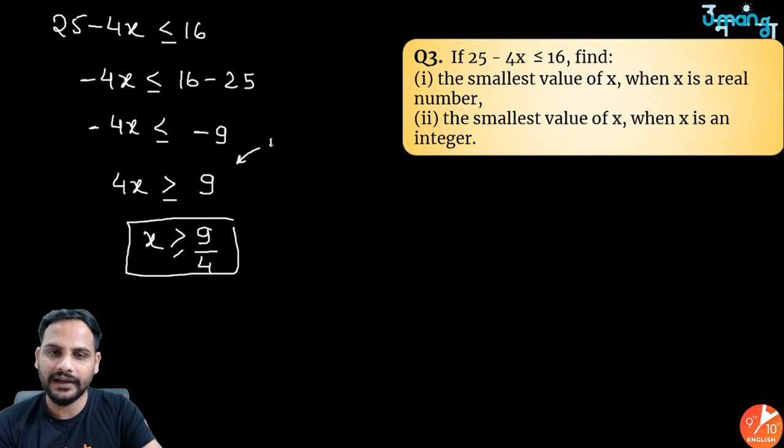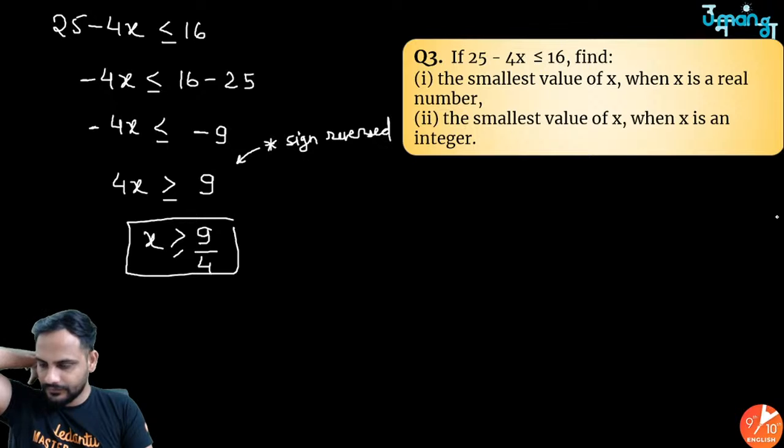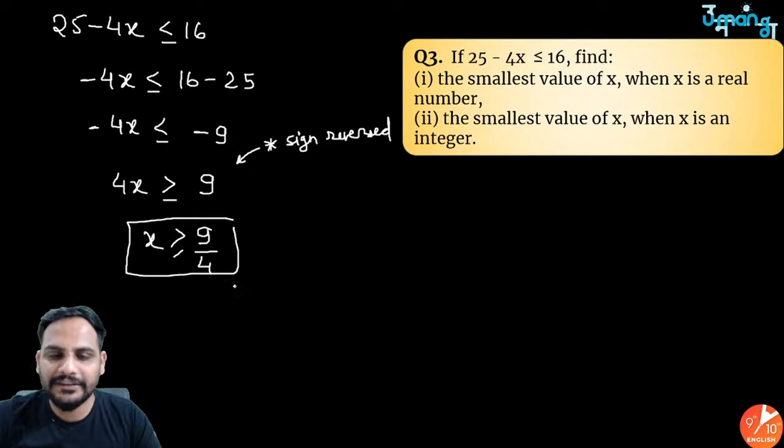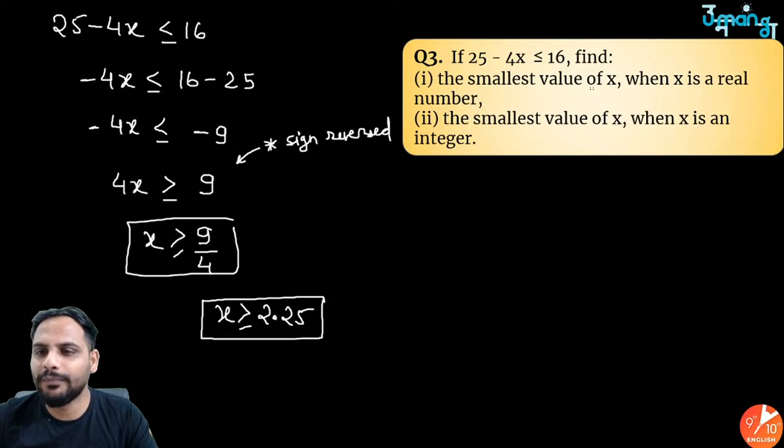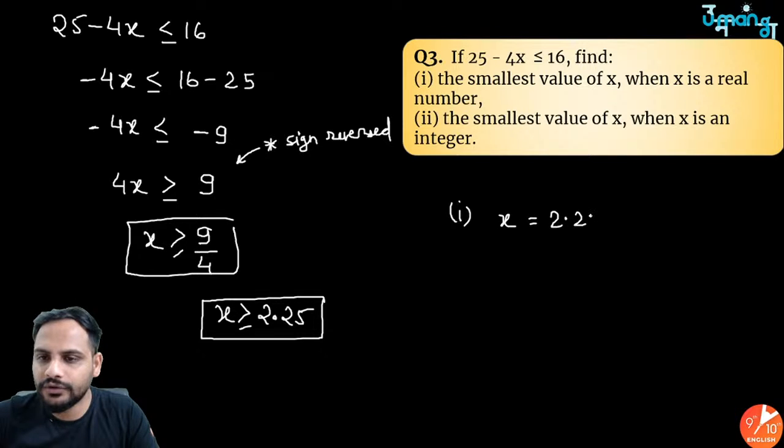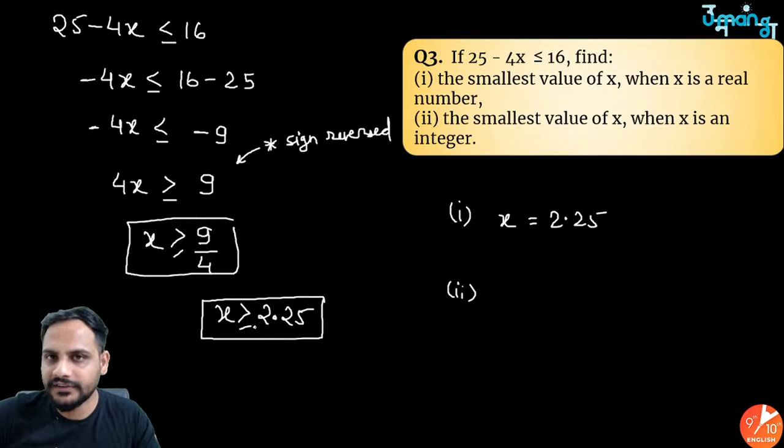Remember this step, sign changed. Why? Because I have cancelled negative with negative. Got it? So x is greater than or equal to 9 by 4. 9 by 4 means what? x is greater than or equal to 2.25. Now the question is asking the smallest value of x when x is a real number. So if x is a real number, 2.25 is a real number. So x will be equal to 2.25. Second one, the smallest value of x when x is an integer. If it is an integer, 2.25 is not an integer. So the next nearest integer, x will be equal to 3.